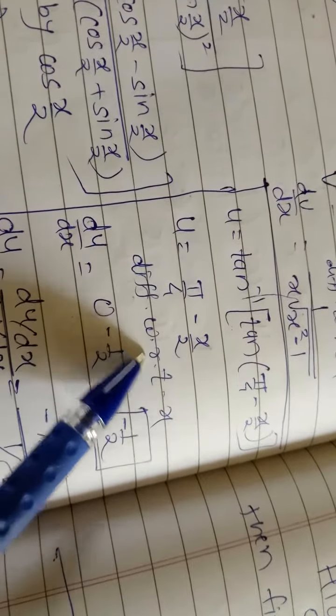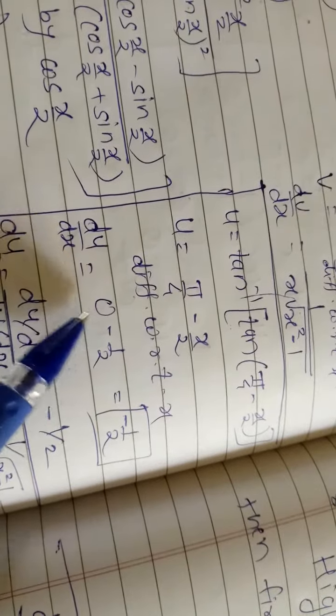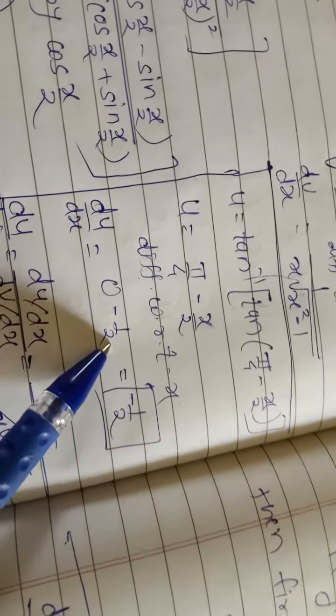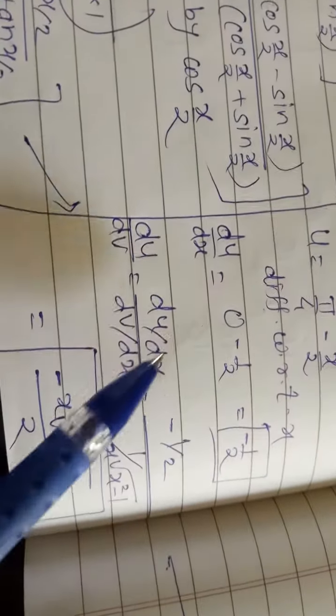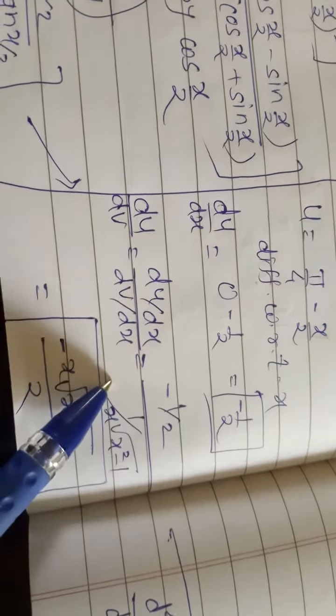Now differentiating with respect to x, this one is a constant, so the derivative of this one is 0, minus half, that is half x, meaning the derivative is minus half. So this is the answer. And now we are going to apply the formula, that is du by dv is equal to du by dx upon dv by dx.